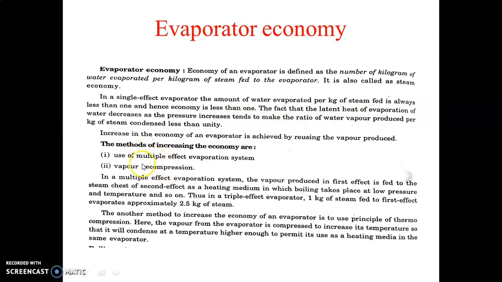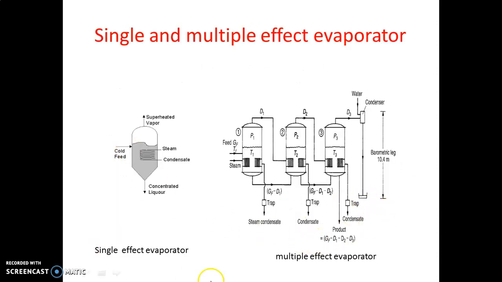So we can increase the economy of the evaporator by using two methods. One is use of multiple effect evaporation system, and second one is the vapor compression system. So first we will discuss what is meant by multiple effect evaporation system. If we look at this figure, this is called a multiple effect evaporation system. Multiple means instead of one evaporator, there are 2-3 evaporators connected in series. That is called a multiple effect evaporator system.